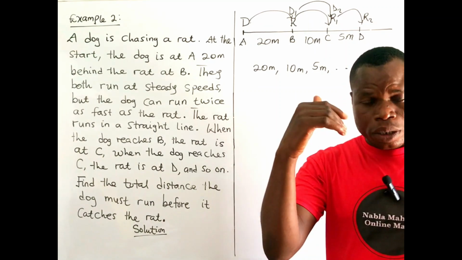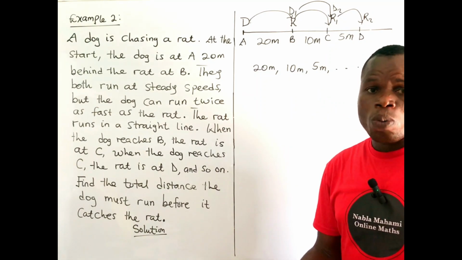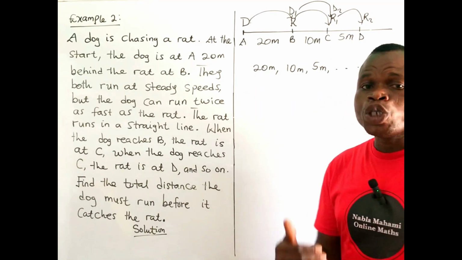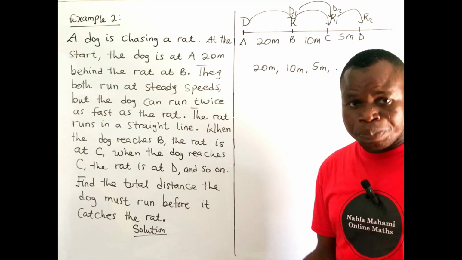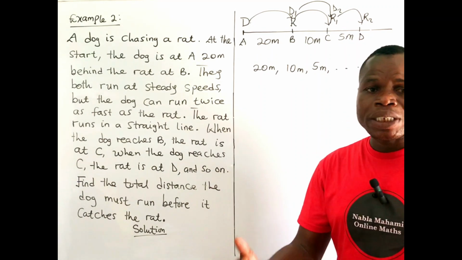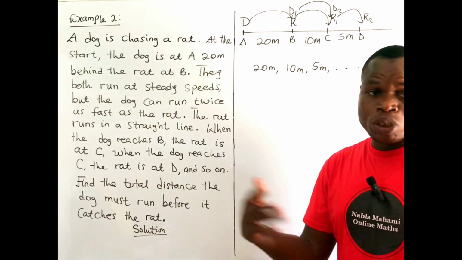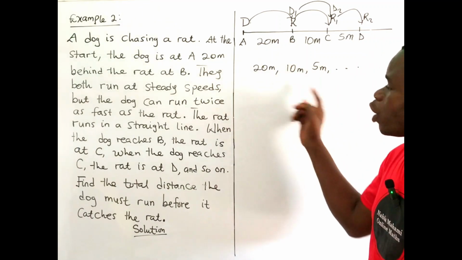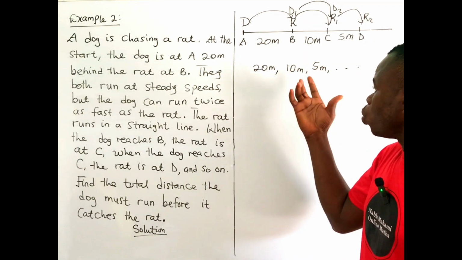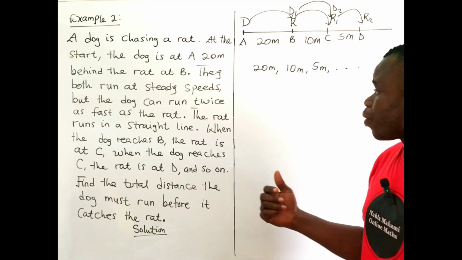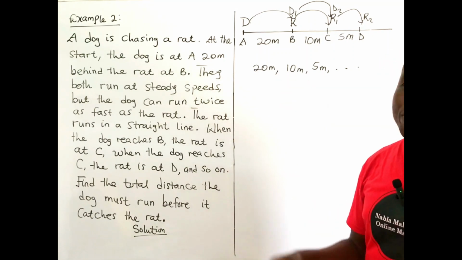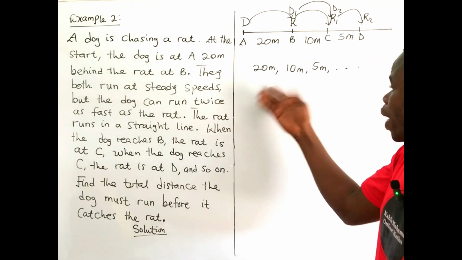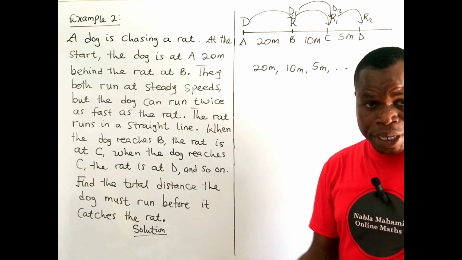That is arithmetic progression or AP, and we also have geometric progression or GP, and we have formulas for calculating their distances or sums. So if you are going to find the total distance that the dog runs before catching the rat, look at this sequence. What type of sequence is this?